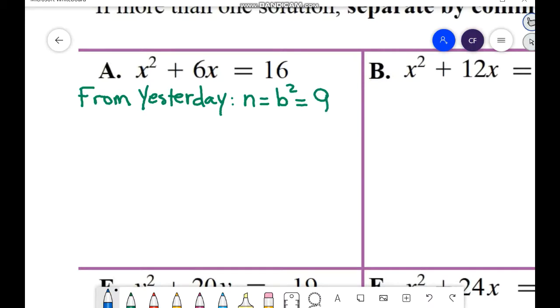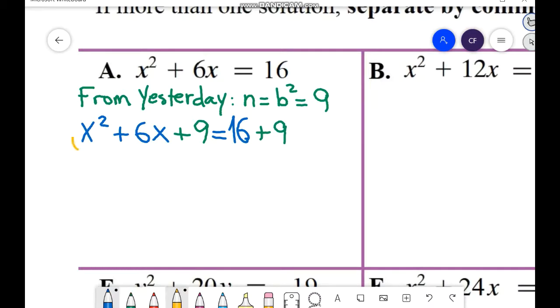We're going to add n on both sides of the equation. x squared plus 6x plus n, which is 9, equals 16 plus n, and n is 9. Okay? Now you have on this side a perfect square trinomial. If you check the formula, this is equal to a plus b squared. a is x, b is 3, so this is x plus 3 squared, equals 16 plus 9, 25.